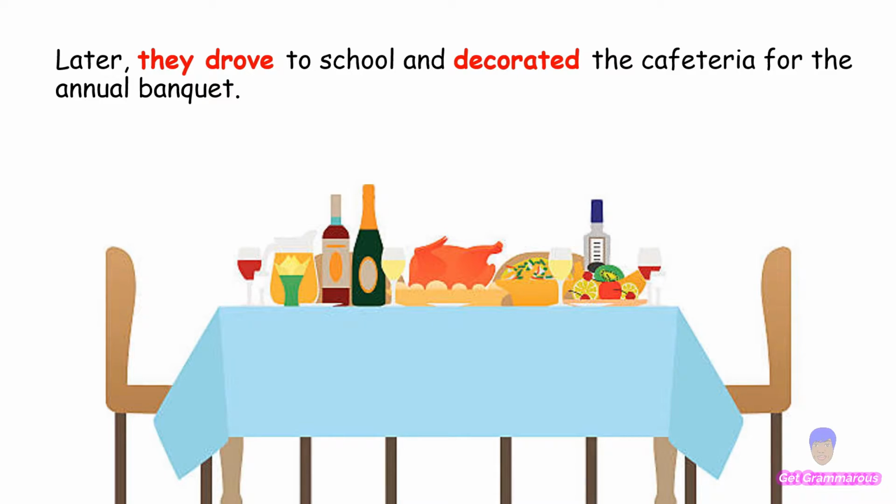Another example. Later, they drove to school and decorated the cafeteria for the annual banquet. Drove and decorated is the compound verb in this sentence.